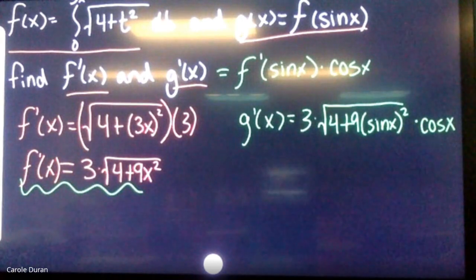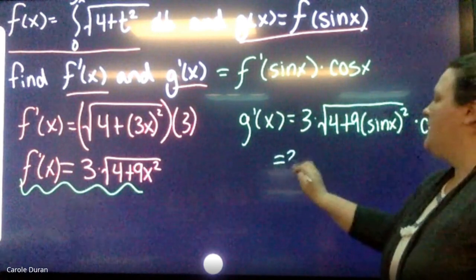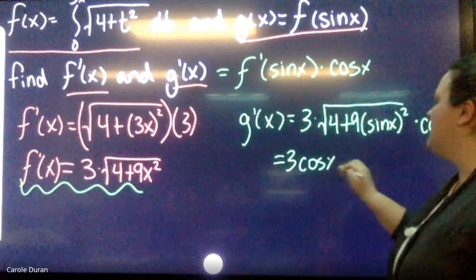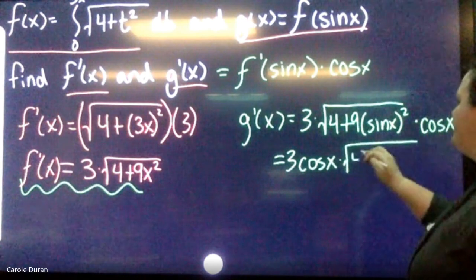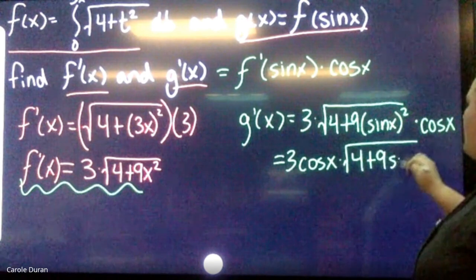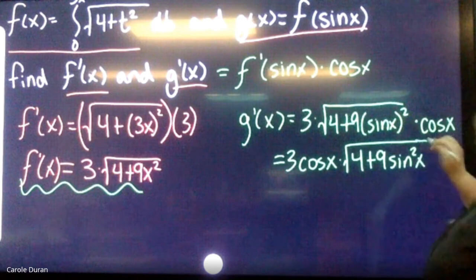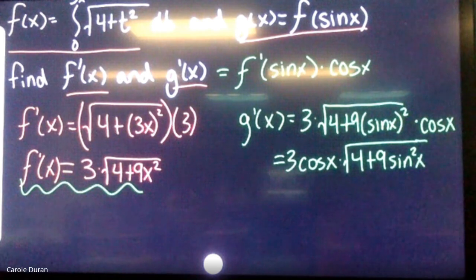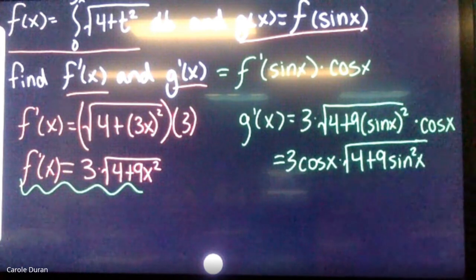And then we just move stuff around, make it look a little bit nicer. So this becomes 3 times cosine of x times the square root of 4 plus 9 sine squared x. And that's it. The important part here is that we use the first derivative to create the second derivative.